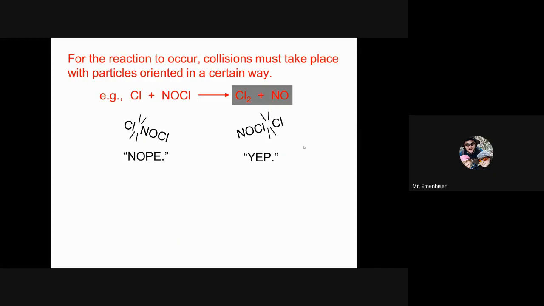They must also hit each other with sufficient energy. The temperature must be high enough so that the energy of the collision is great enough to overcome the energy barrier. Because if they don't hit each other with enough energy, they'll just bounce off, nothing happens. But if they hit with sufficient energy to overcome the activation barrier, then they will climb that activation barrier, they will make the transition state, and you will form the products.